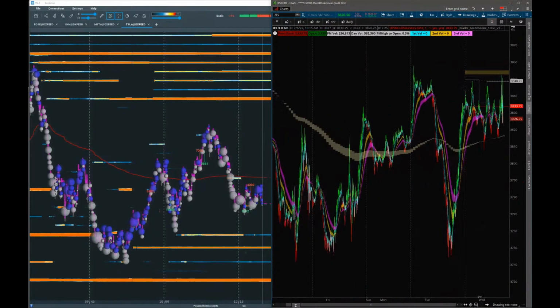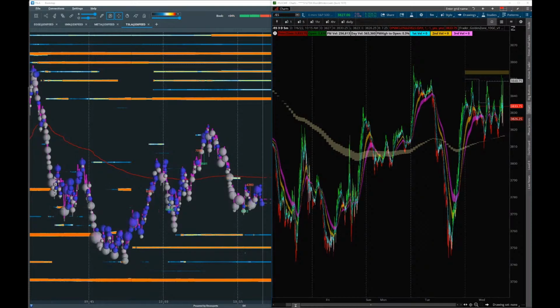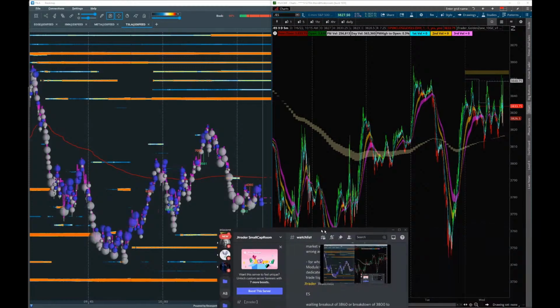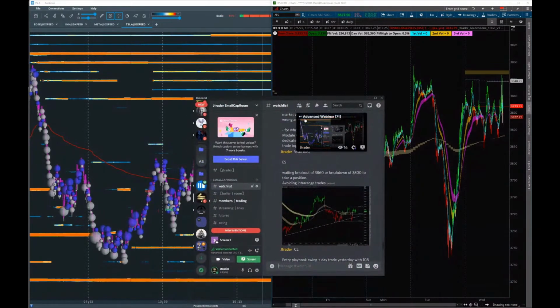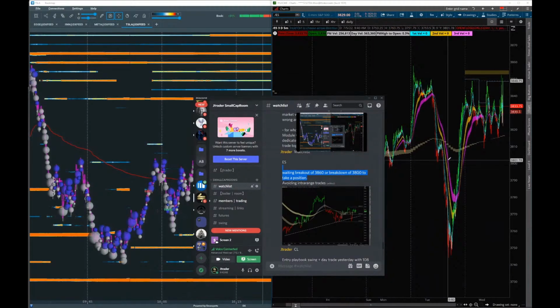So my plan this morning was to not look for a trade unless one of those two levels was breached. So over here, and this is very important to understand. We have a breakout 3860, not yet. We have a breakdown of 3800, not yet.